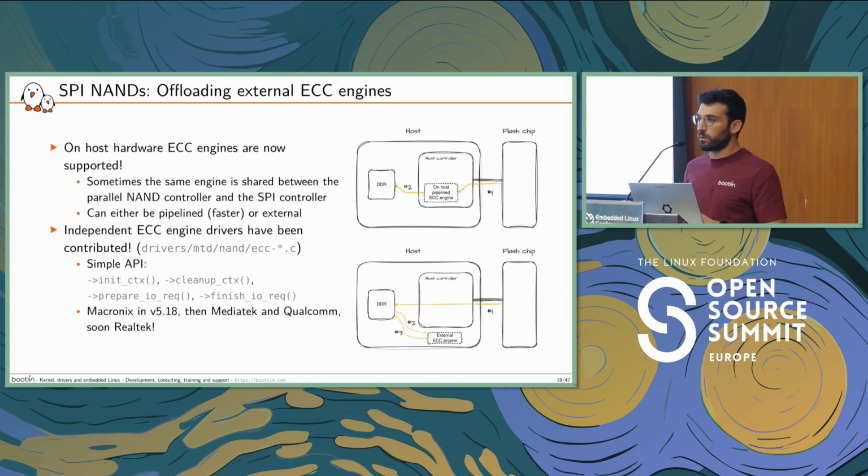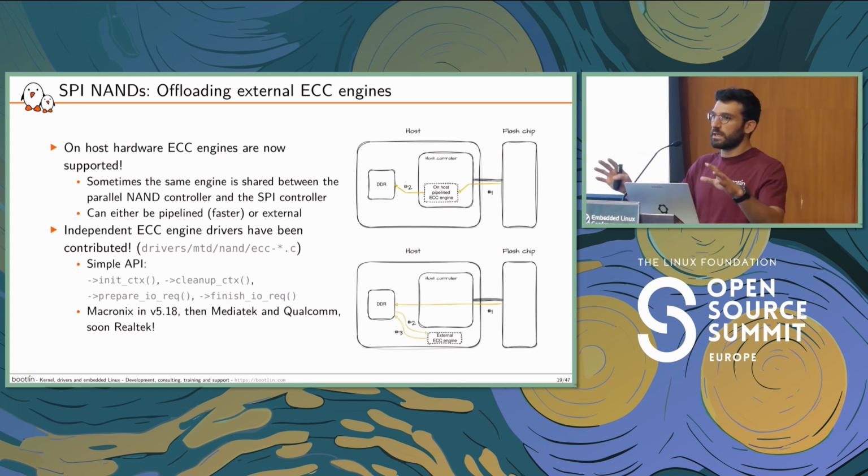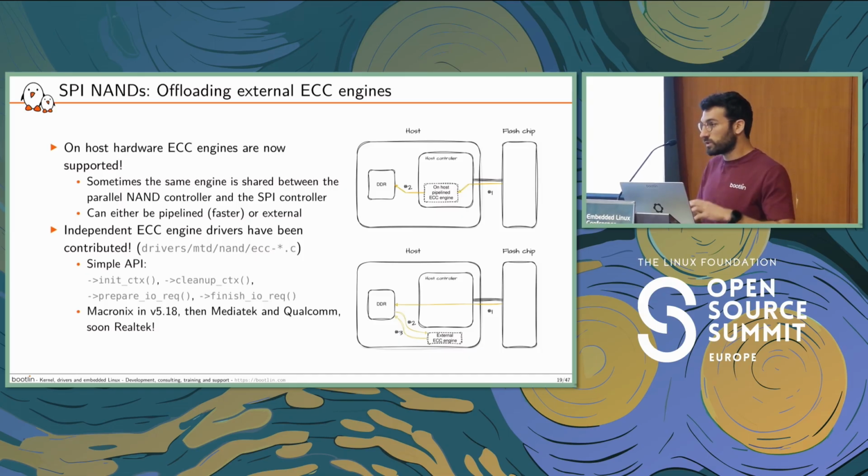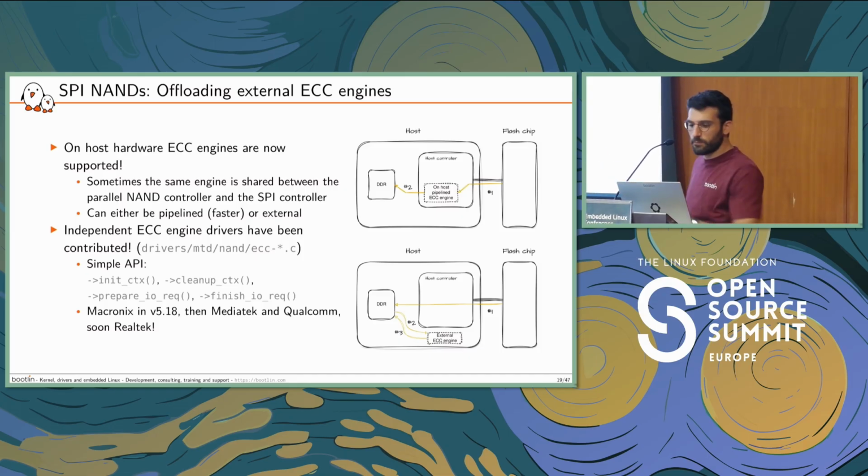The API is super simple. Init and cleanup to initialize the correction, based on the NAND geometry and its requirements. And then prepare and finish I/O requests before and after every transaction with the chip. So typically, if we take the example of a write, during the prepare operation, the ECC engine would be responsible for calculating the ECC bytes and putting them somewhere in the buffer, usually at the end. And that's all. Then you let the NAND core do the operation.